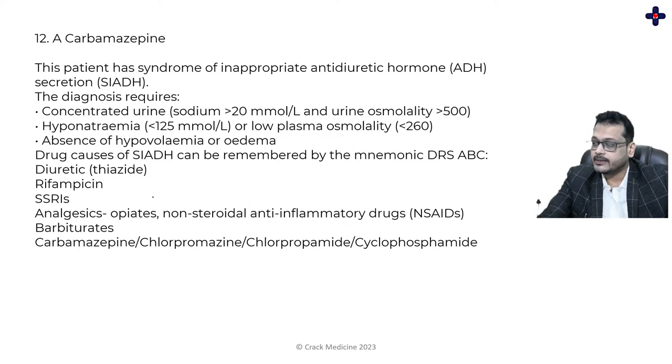Okay, so you answered question number 12 correctly, guys. That is carbamazepine. Now let's understand what carbamazepine is doing over here. So basically, it's causing SIADH. And how do you diagnose that? The urine is concentrated, that is more than 20 millimoles per liter of sodium, as well as the urine osmolality goes up. Normally, 300 to 1000 is the normal range. But a value more than 500 indicates concentration of urine, okay?